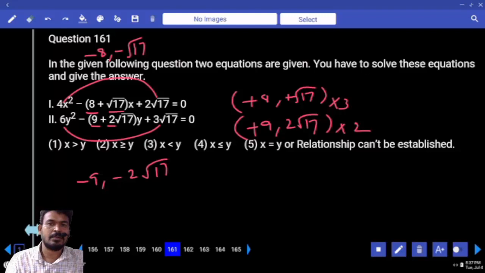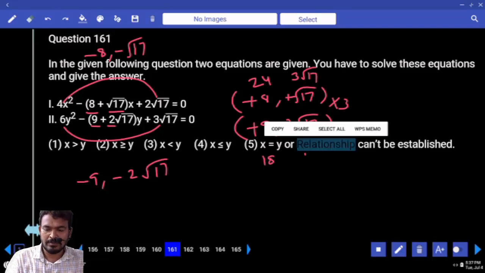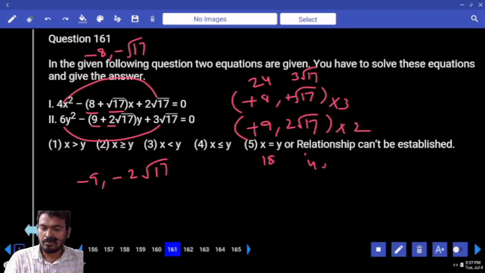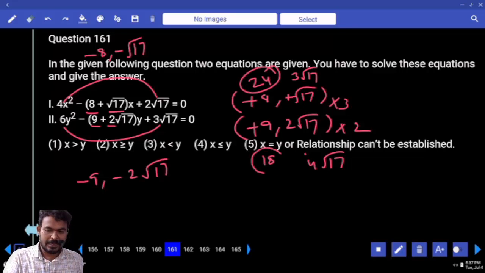But the first one is multiplied by 3 times or 2 times? 3 times. 3 8s are 24. 3 root 17. Second one, 2 9s are 18. 2 into root 17, 2 root 17. 24 compared to 18, greater or lesser? Greater. 24 compared to 2 root 17, obviously greater.